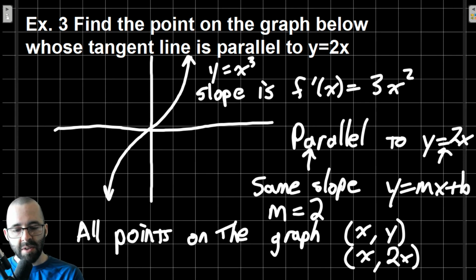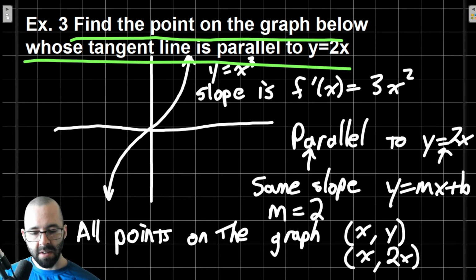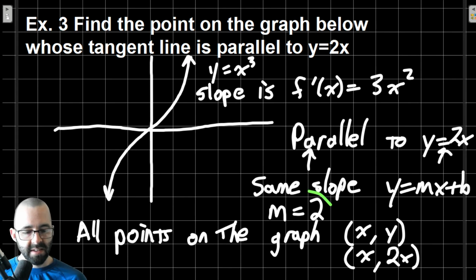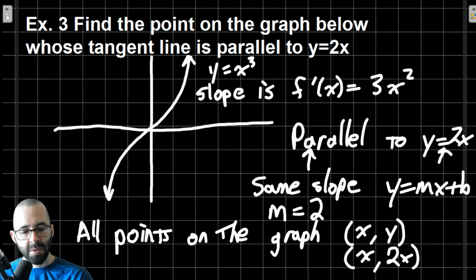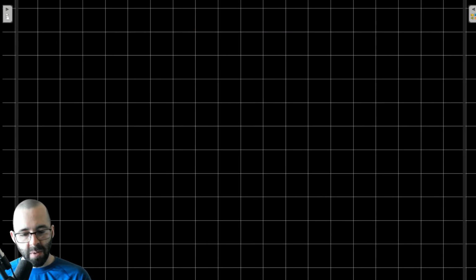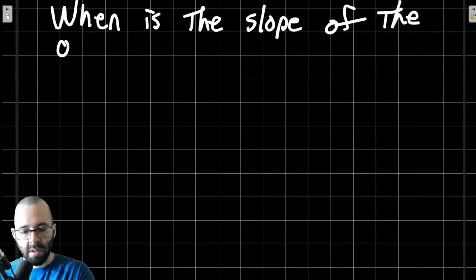Right? Let's always go back to the problem. If you're stuck, find the point on the graph whose tangent line has this slope. All right, so when is the slope equal to 2? When is the slope of the graph equal to 2? That's what we have to ask ourselves next. All right, when is the slope of the graph equal to 2?